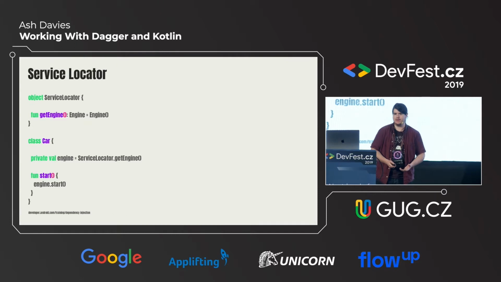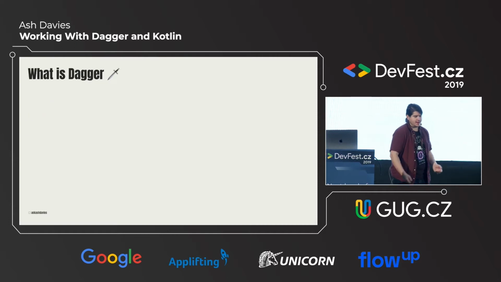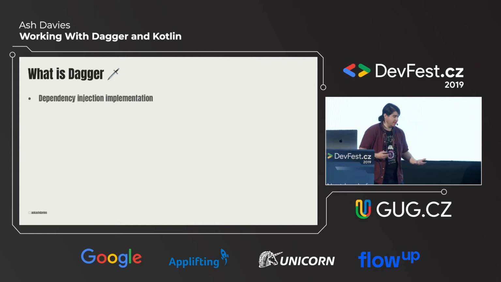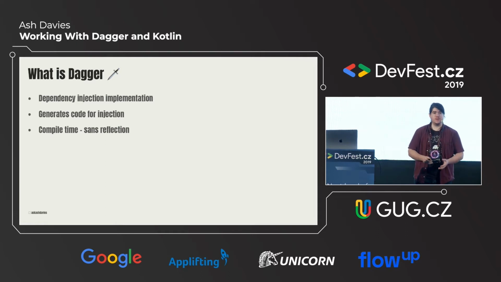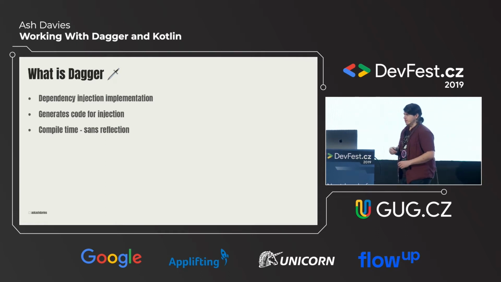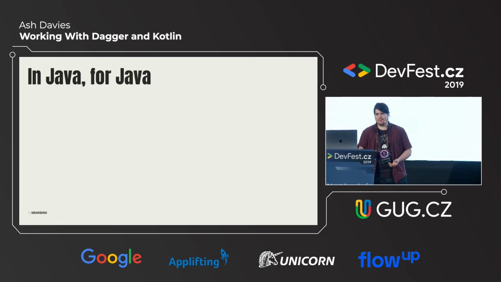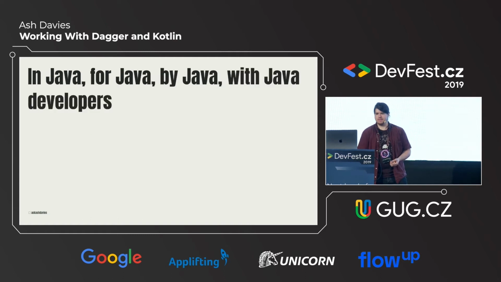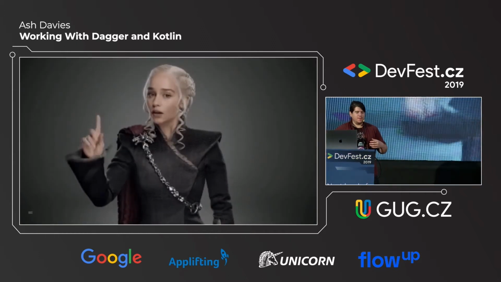As we saw from the Android Developer Summit, Google heavily recommends that we use Dagger. So what is Dagger? Dagger is a dependency injection framework for Android and Java, or more for Java. It has compile time safety through code generation, generating the code for injection. And it's compile time safe, so it does not use reflection. The important thing to remember is that it's written in Java, for Java, by Java, with Java developers in Java. I get the point.